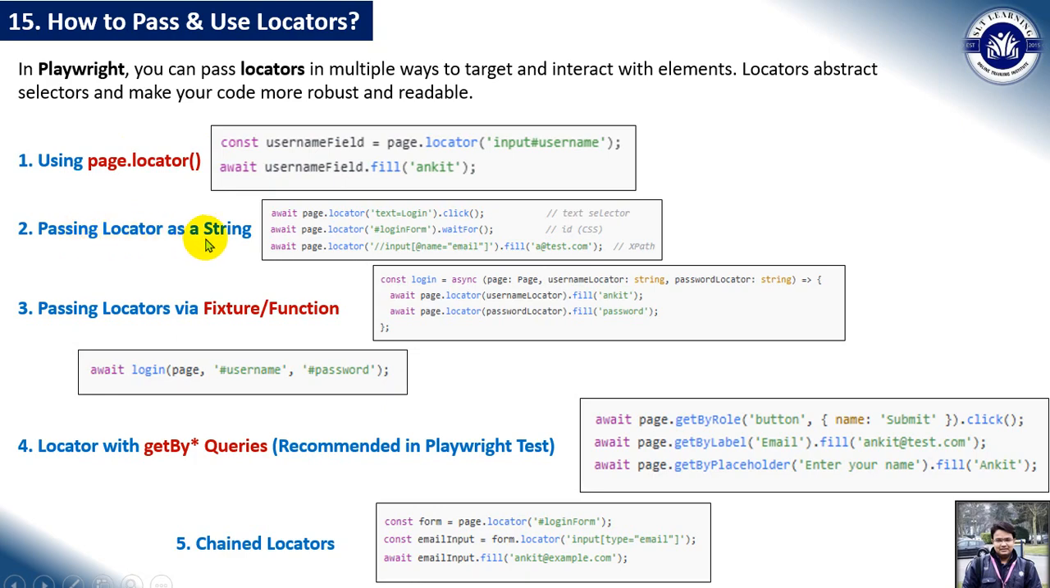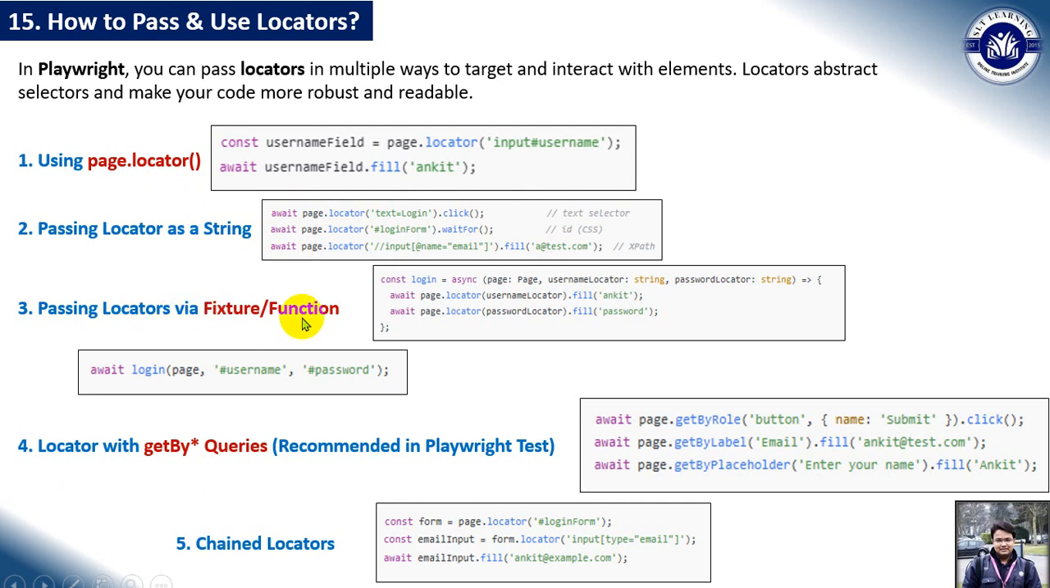Passing locator as a string. Now over here you can see you have created two lines, but suppose you want to do it in one line, what you can do, you can write it this way: await page.locator, this is the locator, then click, this will do the click event, then locator login form, that waits for the login form to be loaded, and page.locator, and then fill that particular value. So this is another way you can use the locator.